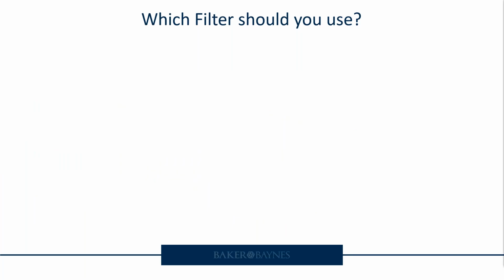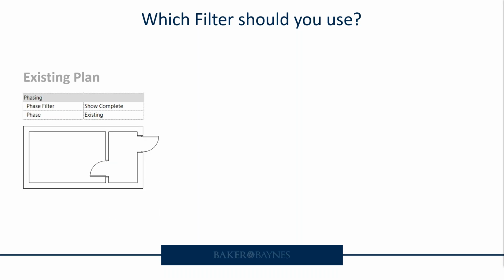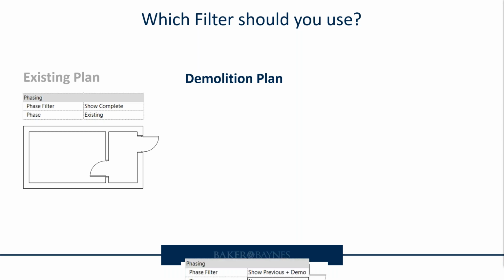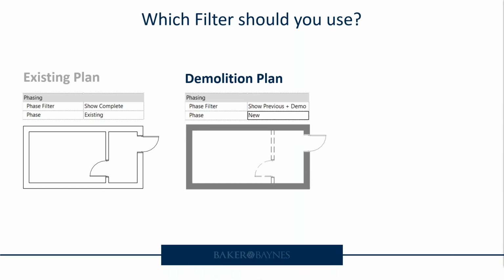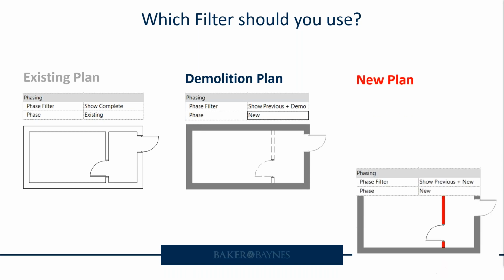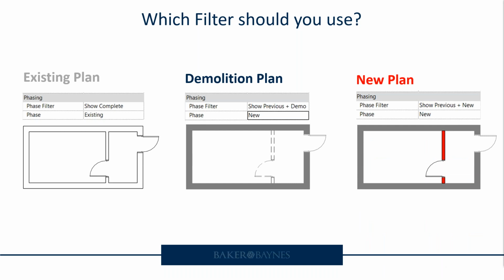Then just to look at what filters you should use with which plan. If you are creating an existing plan, you need to set your phase filter to complete, and then your phase will be set to existing. If you're creating a demolition plan, your phase filter will be set to show previous and demo, and your phase will be set to new. And then if you need to create a new plan, your phase filter will be on show previous and new, and obviously your phase will be set to new.